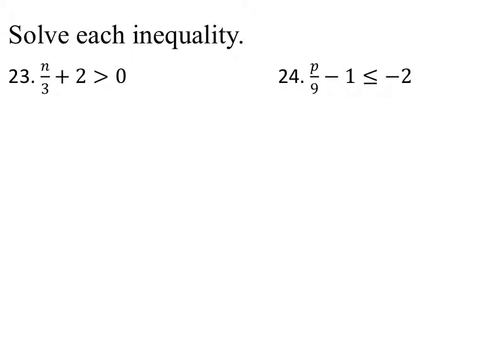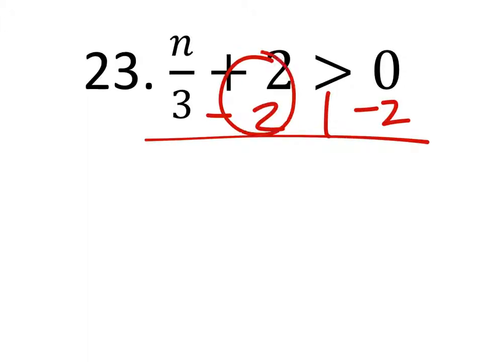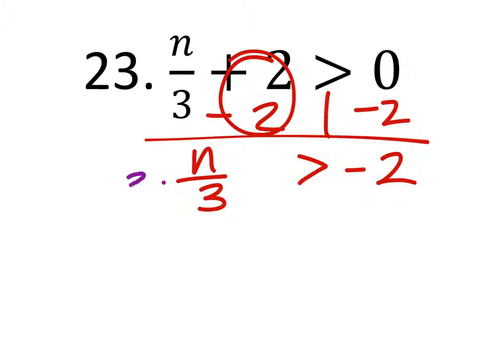Alright, let's go ahead and go through these. We'll start with number 23. To solve this one, we want to isolate the n, which means we don't want that plus 2. We're going to have to subtract it from both sides of the inequality. So that's going to zero out, and then we've got the n over 3. This is greater than 0 minus 2, which is negative 2. Then to finish this off, we're going to multiply both sides by 3.